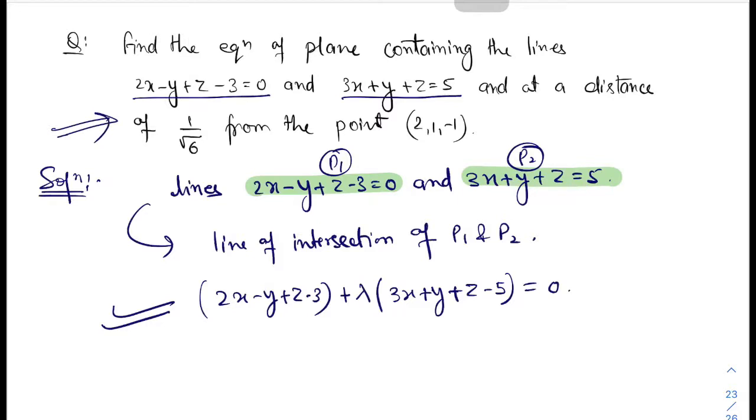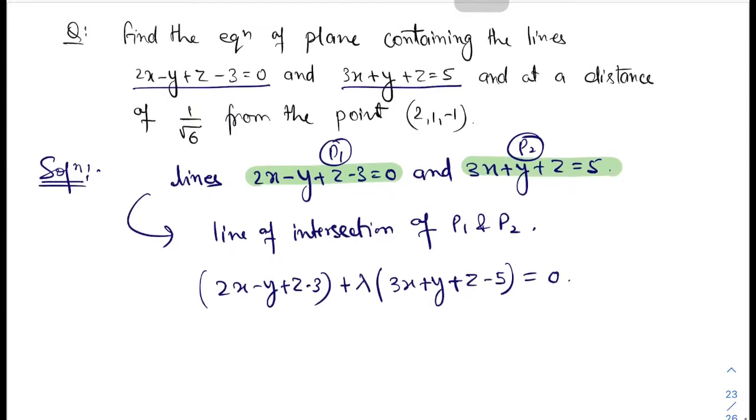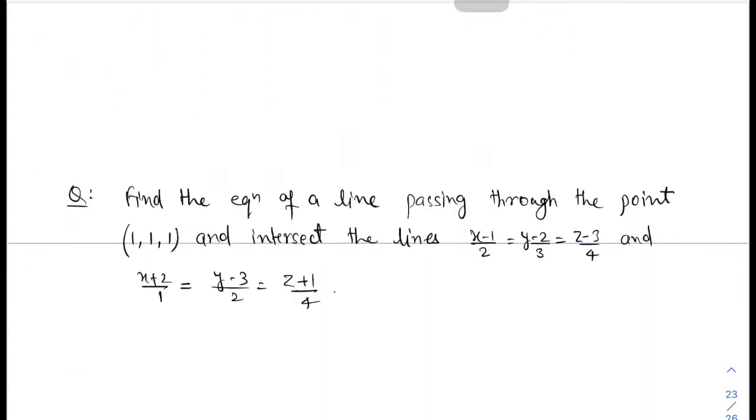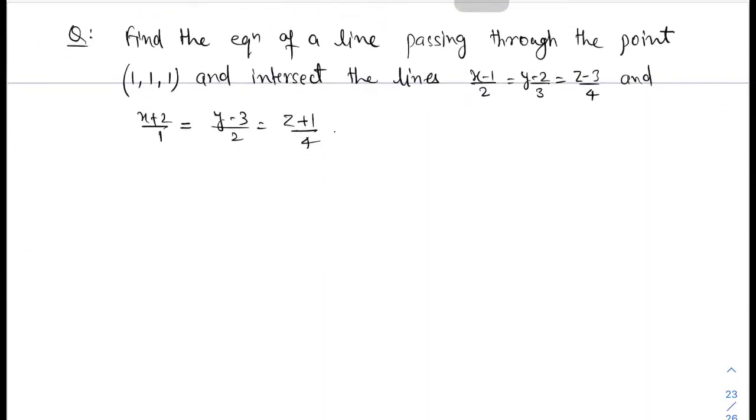Okay, so in order to calculate the lambda, one extra condition is given in the question, and that is the distance of this plane from the point 2 1 minus 1 is 1 by root 6. You already know the formula for calculating the perpendicular distance from any point to the plane. So you just apply that formula and find what the value of lambda is. Okay, let us move forward to the next question.